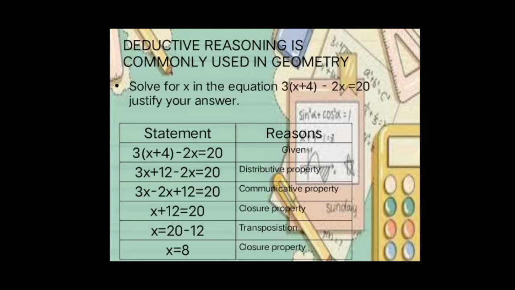3x plus 12 minus 2x equals 20. Reason: it is the distributive property. 3x plus 12 minus 2x equals 20 is a commutative property. x plus 12 equals 20 is a closure property. x equals 20 minus 12 is transposition. So, the answer is x equals 8, which is the final property or the closure property.